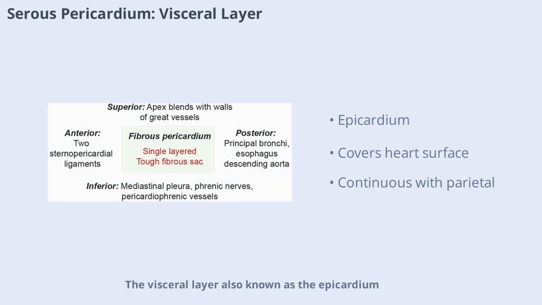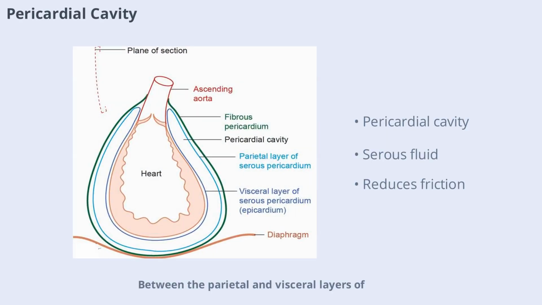The visceral layer, also known as the epicardium, covers the external surface of the heart and the roots of the great vessels. It's separated from the heart by subserous areolar and fatty tissue, as well as blood vessels. The visceral layer is continuous with the parietal layer along the roots of the great vessels, forming a seamless protective covering. Between the parietal and visceral layers of the serous pericardium lies the pericardial cavity.